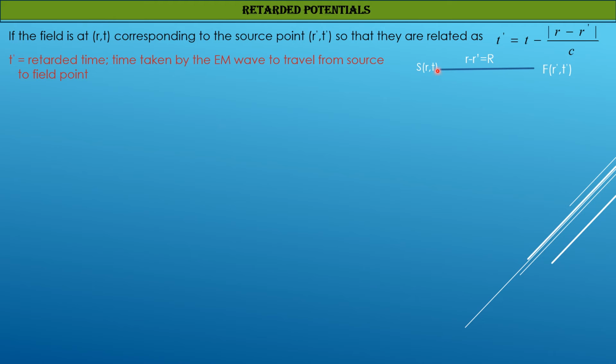Let's see, this is the source point r prime, t prime, and there is the field point r, t. So what will be the distance between them if you calculate from the origin? It is r minus r prime, which we represent as capital R. So how much time does the electromagnetic wave take? This time is called the retarded time, the time at which the electromagnetic wave emanates from the source point and reaches the field point.